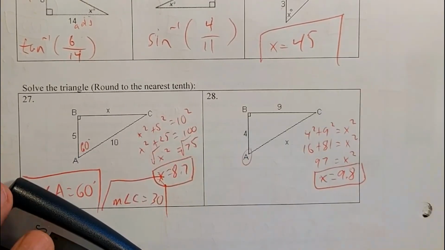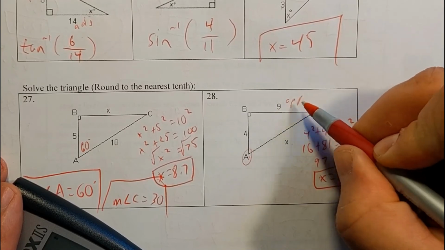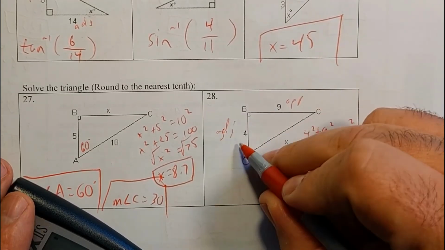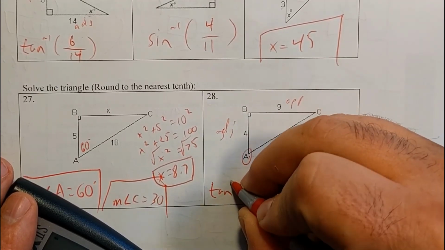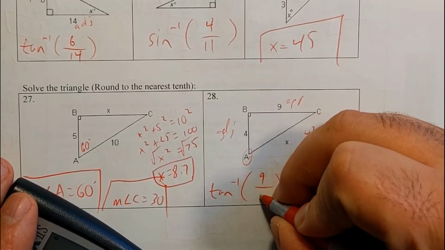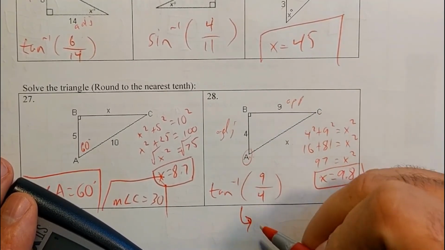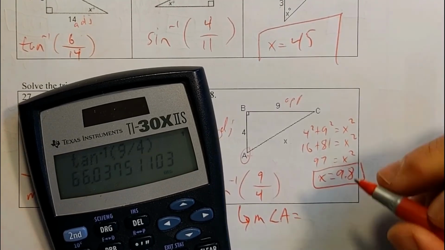Now you have to find one of the angles. So from here, I go 9 would be my opposite, 4 would be my adjacent. Opposite and adjacent is supposed to be tangent. And then I don't know the angle, that's how I know I'm going to do inverse tangent. And then the opposite goes on the top and adjacent goes down to the bottom. And that's going to tell me the measure of angle A. Inverse tangent, 9 divided by 4, is 66 degrees.